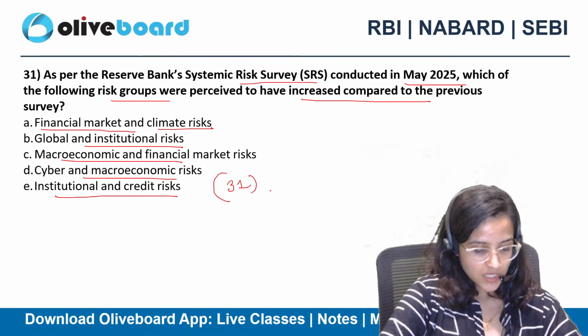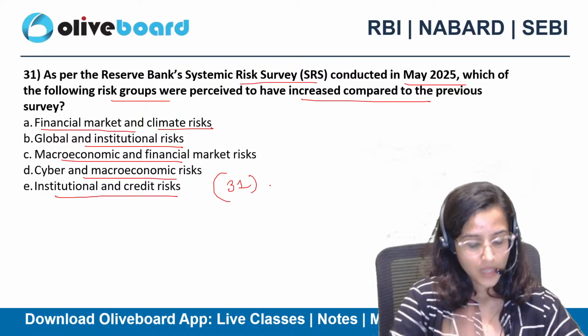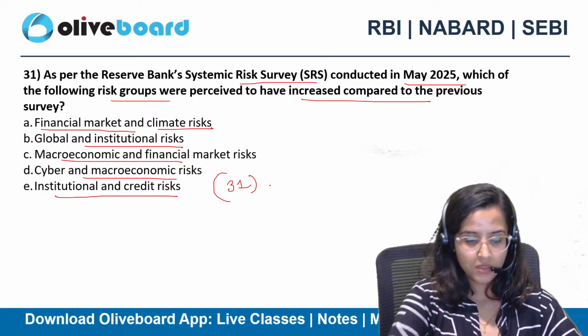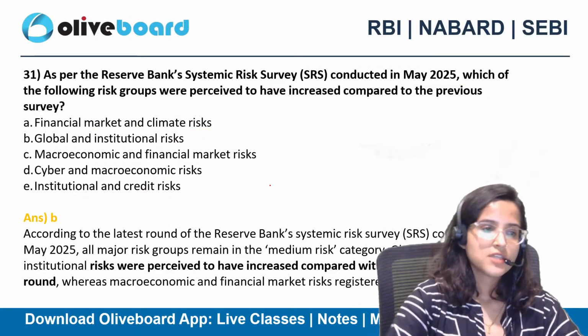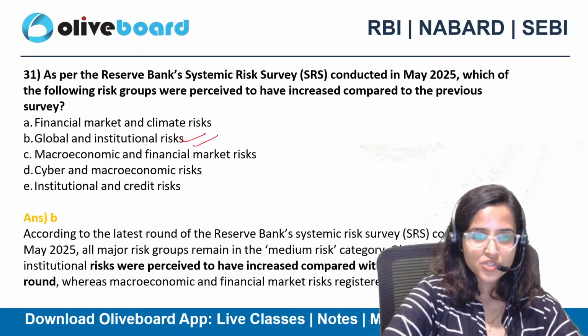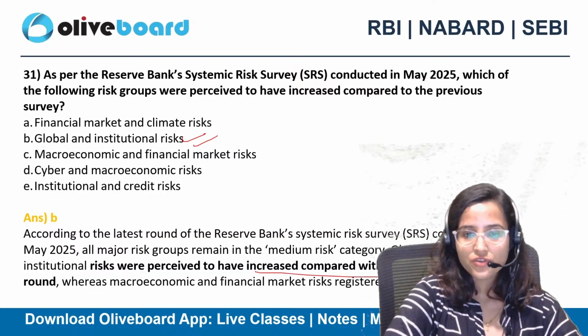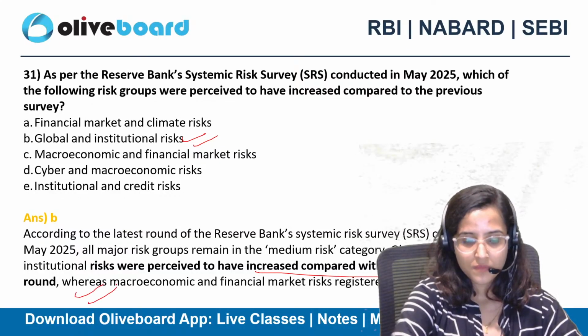Anurag has given me B. Ashish also B. Anybody else? So the answer is B. Very good. Global and institutional risks. ठीक है? So global and institutional risks were perceived to have increased compared with the previous survey round.